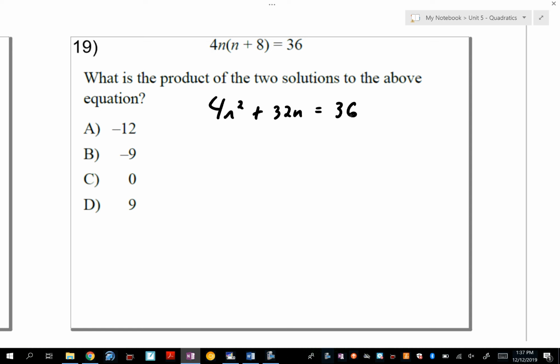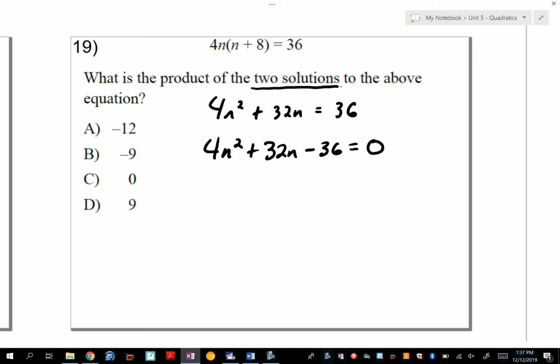All right, and then I notice that this is a quadratic, and it has 3 terms, but the 36 is not on the same side. So if I move the 36 to be with the other 2 terms, it becomes -36. And now what does that look like? It looks like a quadratic trinomial. And it says to find the 2 solutions. So that means I have 3 ways to do it. What are my 3 ways? Factor, complete the square, quadratic formula.